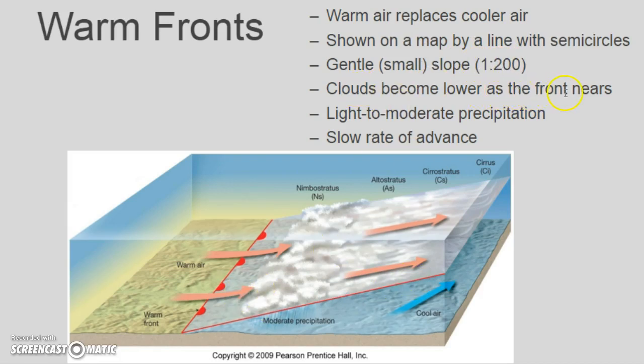Clouds become lower as the front nears. In other words, if I'm standing right here, I'm going to see this cloud sequence. Remember, the clouds are moving to the right as I stand here. First, cirrus clouds, denoted by the letter C. Then I would see cirrostratus clouds. Then I'd find altostratus clouds. And lastly, I'd find nimbostratus clouds. Where I find nimbostratus clouds, I have the potential for light to moderate precipitation. But this is moving very, very slowly. So warm fronts move very slowly. They have a very gentle slope, and warm air is overriding cool air.